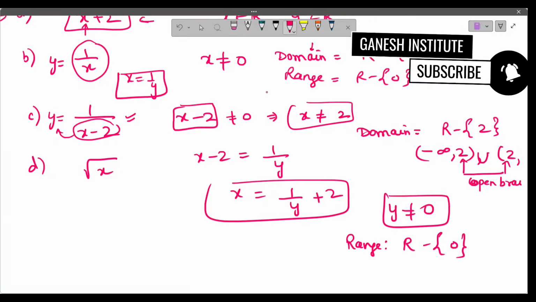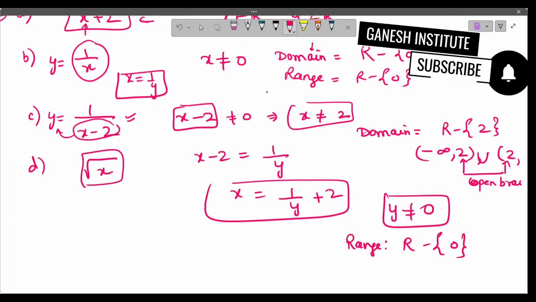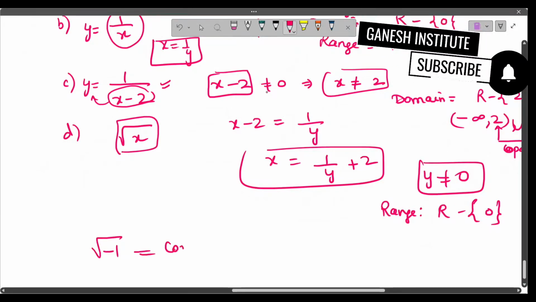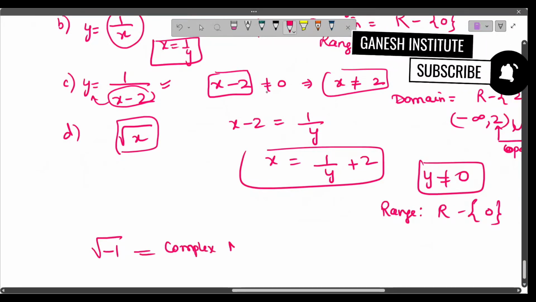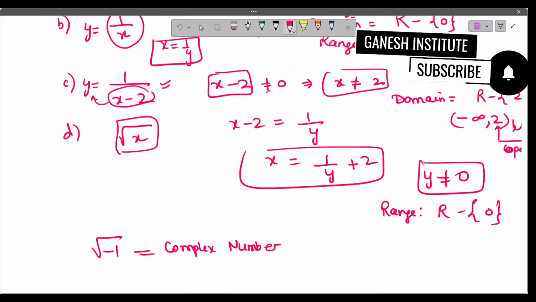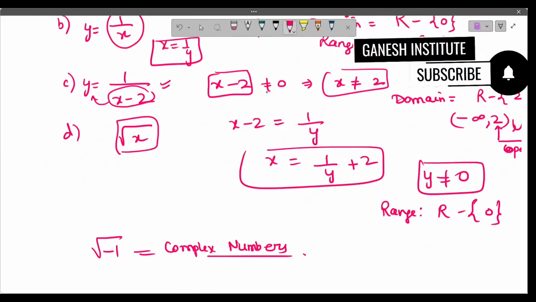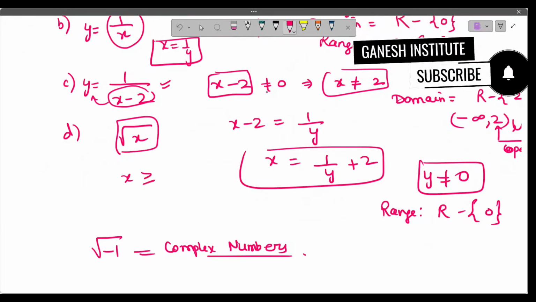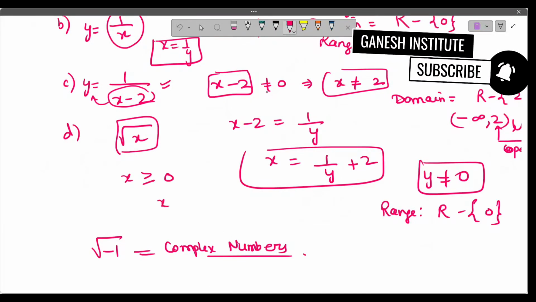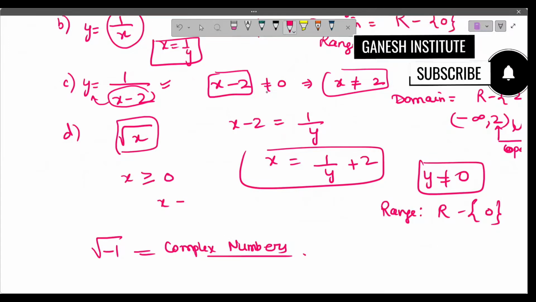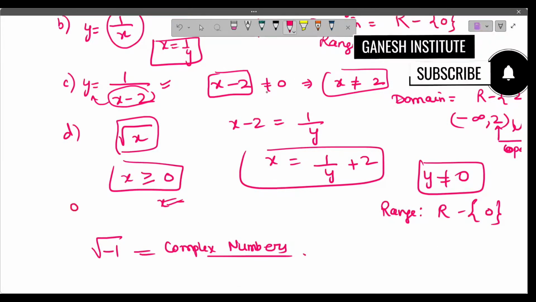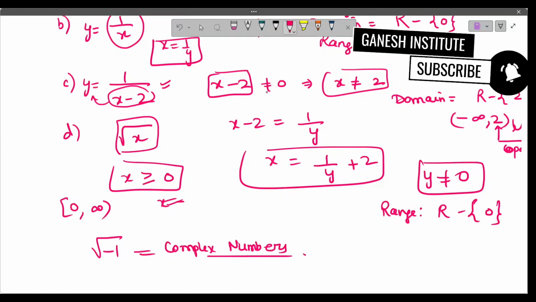Now see this one, root x. I know that if the root becomes negative, this is the concept of complex numbers. But we are dealing with real numbers at the moment, right? So I'll say that x is greater than or equal to 0. So you just simply say this. So you will write 0 to infinity.